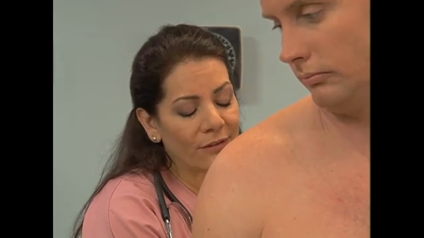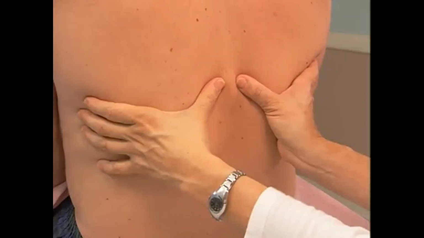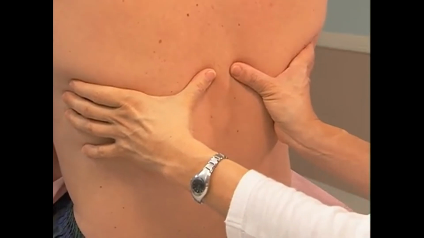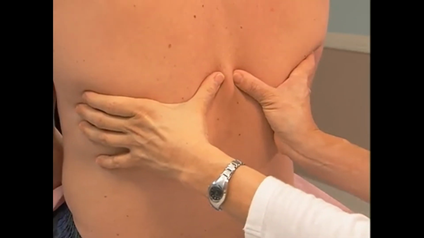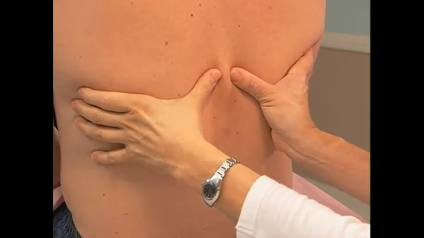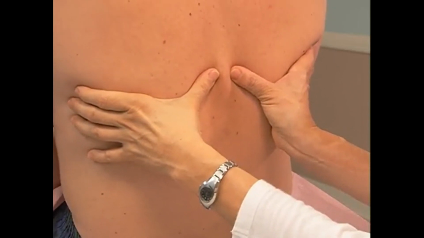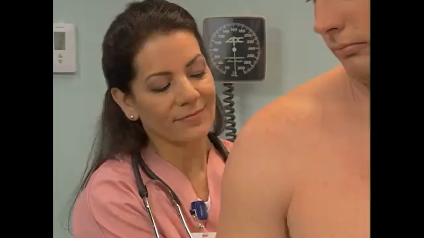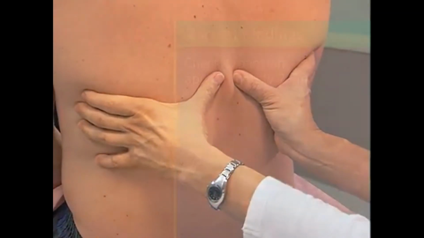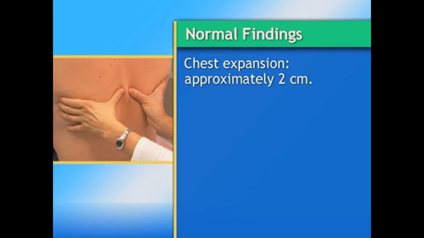Take a deep breath for me, please. Next, palpate posterior chest expansion by placing your thumbs at T9 to T10, wrapping the palmar surface of the hands laterally and parallel to the rib cage. Pinch up a small fold of skin between each thumb and vertebra by sliding the thumbs and hands medially. Observe the distance that your thumbs move apart. Chest expansion, approximately 2 centimeters.